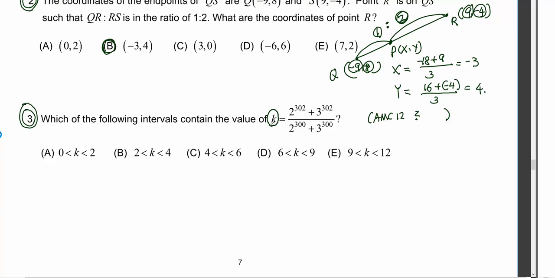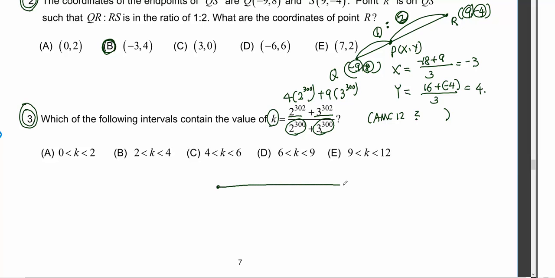This is the variable k. Which interval contains the variable k? This is the ratio, right? Very big numbers. But you express it by numerator with the ratio. This is 2 squared times 2 to the 300, that is 4 times 2 to the 300. Plus this is 9 times 3 to the 300.